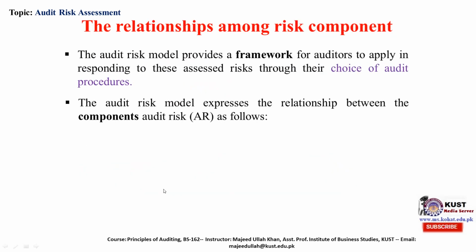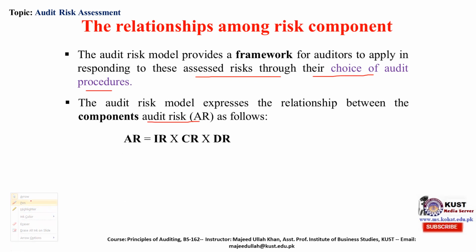Relationship among the risk components. The audit risk model provides a framework for the auditor to respond to these assessed risks through their choice of audit procedures. When he is assessing these risks, then he will be able to select his audit procedures to be applied in order to conduct the audit. The audit risk model expresses the relationship between the components of audit risk as follows. Audit risk is equal to inherent risk and control risk multiplied by detection risk.